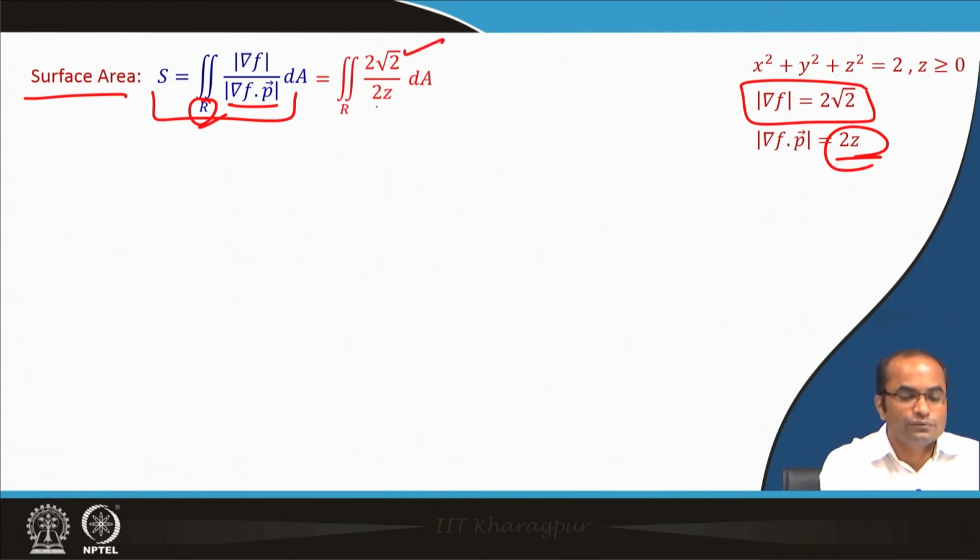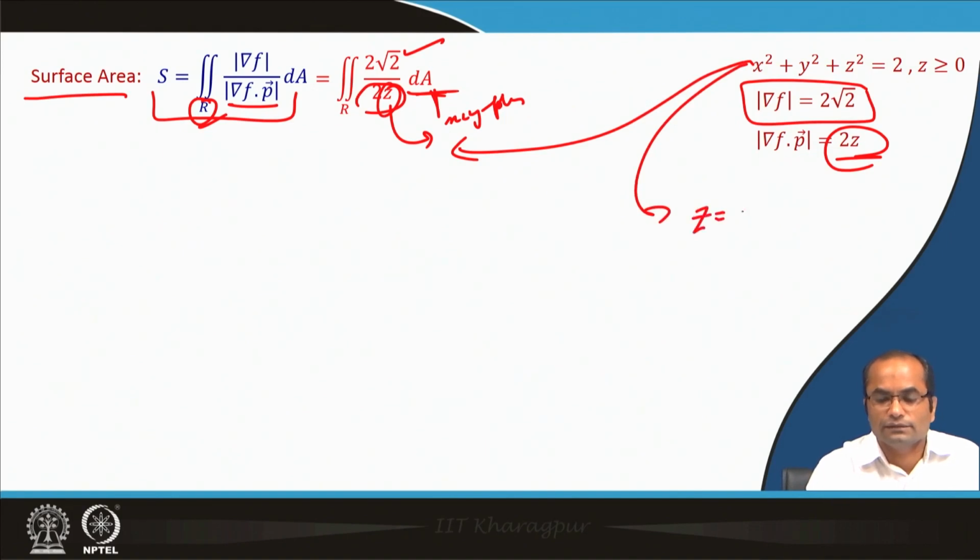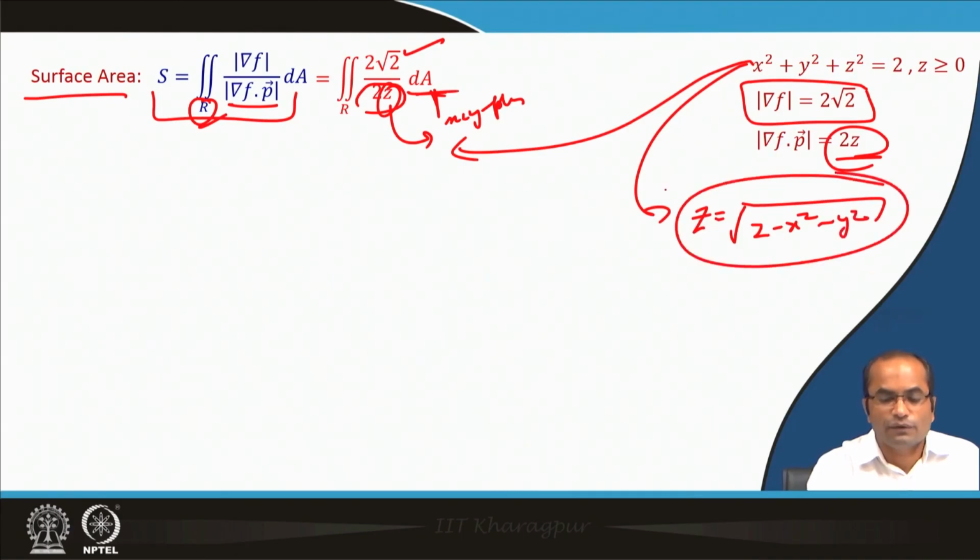We have 2 square root 2 over 2z, and it has to be computed over dA. Since we have projected on the x y plane, there should not be z there. So, z must be replaced using the equation of the surface, x square plus y square plus z square equal to 2. We can replace z from there, and since z is positive we take the positive square root. So, from here we get that z is the square root of 2 minus x square minus y square.